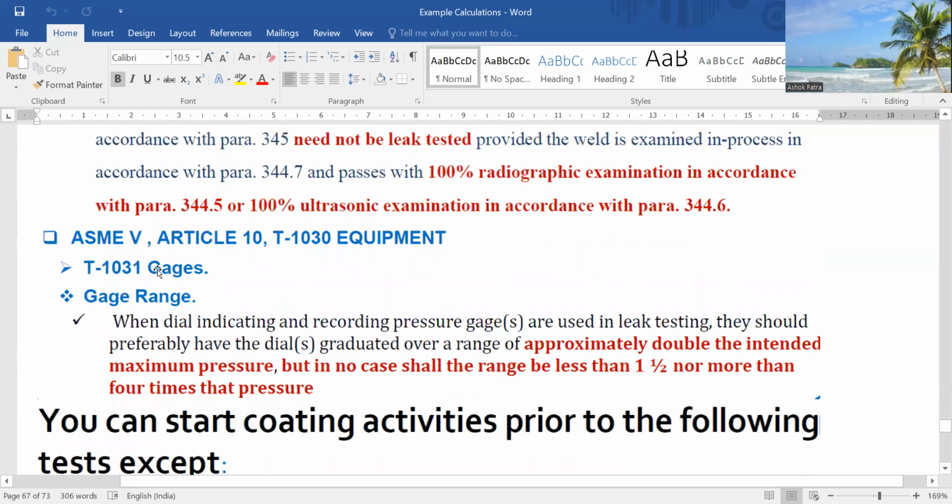So there is the golden joint. ASME Section V, Article 10, T-1030, equipment, gauges, gauge range: the dial indicating and recording pressure gauges used in leak testing should preferably have dials graduated over a range of approximately double the intended maximum pressure, but in no case shall the range be less than 1.5 nor more than 4 times that pressure.